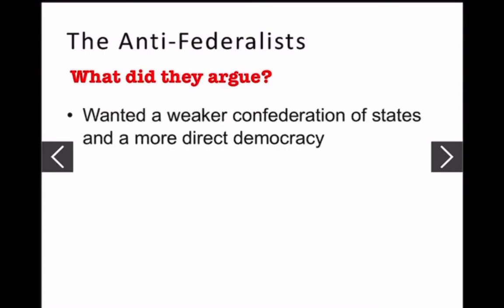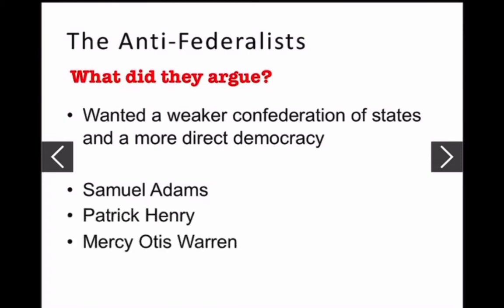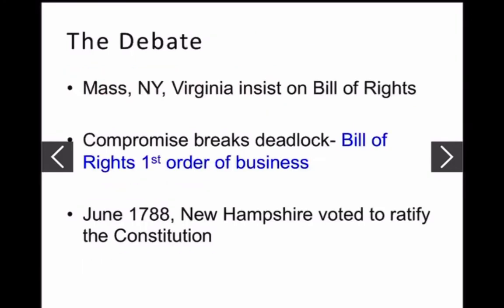Now, on the flip side of that, you have the Anti-Federalists. And so these are the guys that are going to argue that they want the federal government to be weaker, right? They want a confederation of states and more direct democracy. So they want their states to have more power than the national government. Some supporters of the Anti-Federalist faction are people like Sam Adams, Patrick Henry, Mercy Otis Warren, and R.H. Lee. Okay, so what they're basically arguing here is that they want more specific protections. They want it written in there.